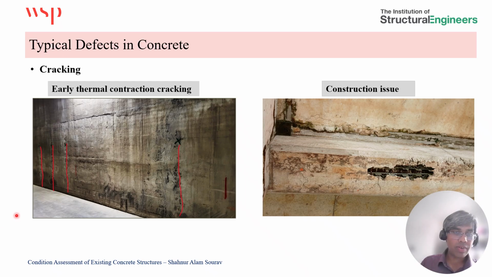Here's an example of early thermal contraction cracking. This type of cracking we can see in vertical walls. You can see the parallel cracking in this vertical wall. This can also be exacerbated by the restraint between the slab on the ground and the vertical wall. Here's an example of a construction-related issue where the concreting was not done properly around the reinforcement chairs, which has left voiding within the concrete beams.